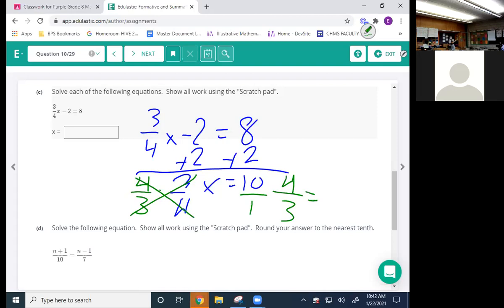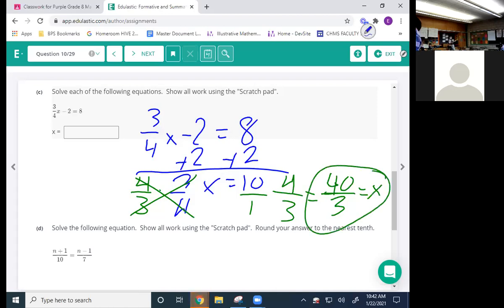4/3. 40/3. Not 30. And then 3, right? So you could multiply by the reciprocal and get 40/3 is equal to x.